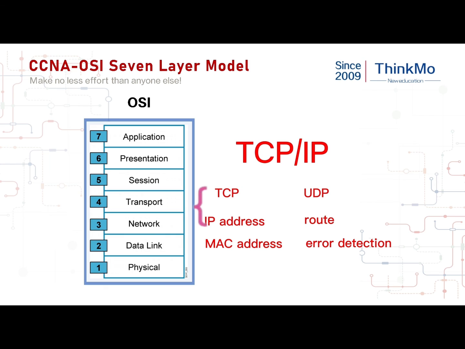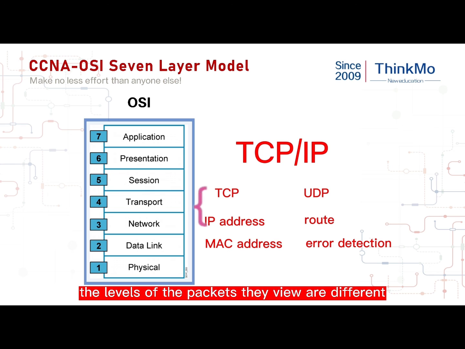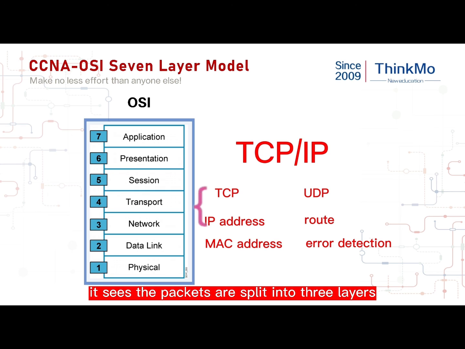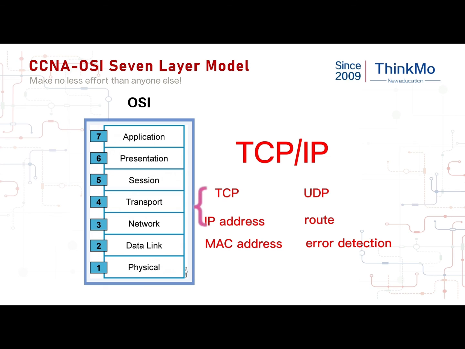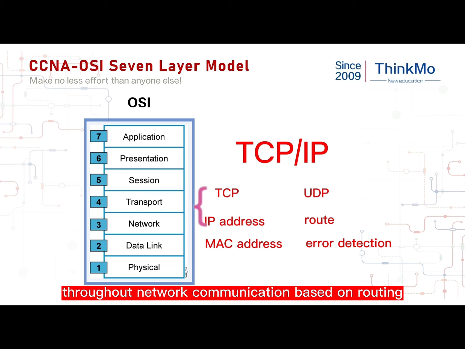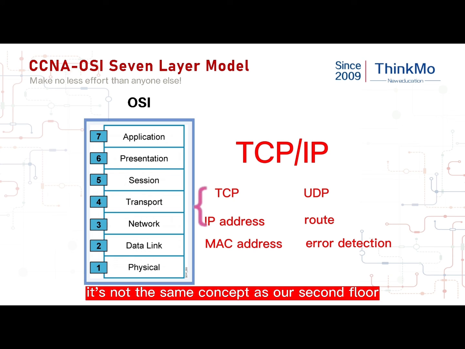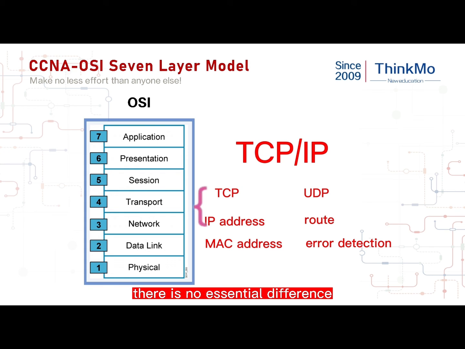Switches and routers: first, the levels of the packets they view are different. The switch works on the second layer and the router works on the third layer. The switch sees packets split to layer 2, and the router sees packets split into 3 layers. The switch is based on the MAC address table and performs data forwarding on the link. The router provides data forwarding throughout network communication based on routing. Because querying routes is another level, it's not the same concept as our second layer. So, just to tell everyone, there is no essential difference between a switch and a router.